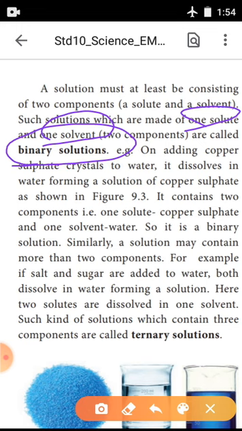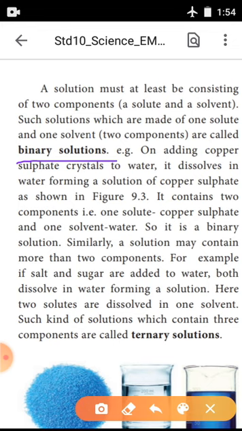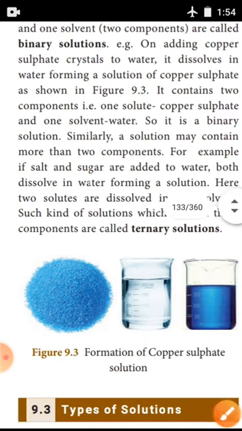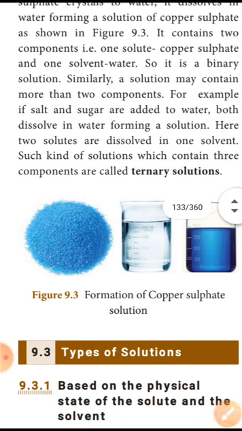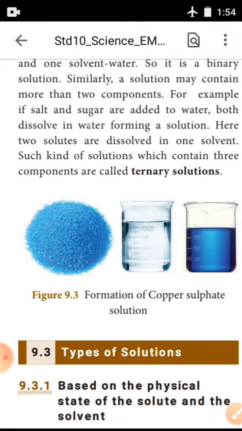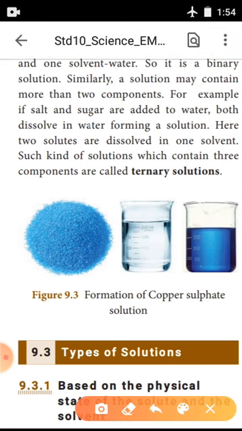Okay, so binary solution is one of the 2-mark questions. What is the answer? Yes, the solution that contains one solute and one solvent is called binary solution. For example, see the picture. This is solute particle, copper sulfate. So copper sulfate is one solute particle.